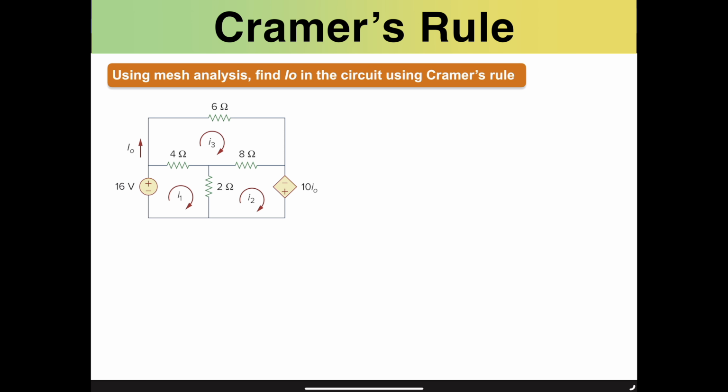So let's get started right away. In this case, we have three loops, as you can see here, and they are represented with nominal currents of I1, I2, and I3.